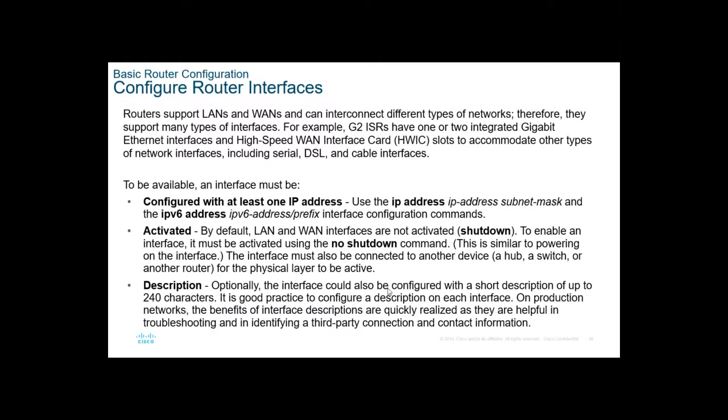So we have our generation 1 integrated service routers here. They have 2 gigabit ports. They have a WAN interface card. An interface can be configured with one IP address, and you can configure it with more than one, because there are, what, 6 different types of IP version 6 addresses? Anywhere there's not an X.